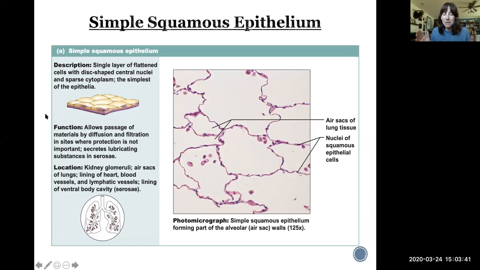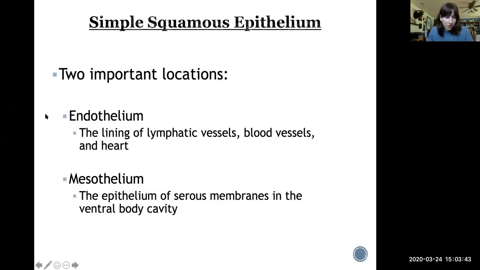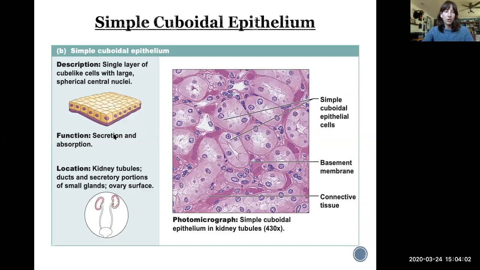So simple squamous epithelium, right? I already kind of went over this. We're going to talk a little bit about endo versus mesothelium in a little bit. I'm not going to talk about it yet. I want to move on to cuboidal, simple cuboidal. Okay, so simple as in single layer, cuboidal as in cube shaped. So this is still a type of epithelium. Where this is found is places where secretion and absorption are super important.